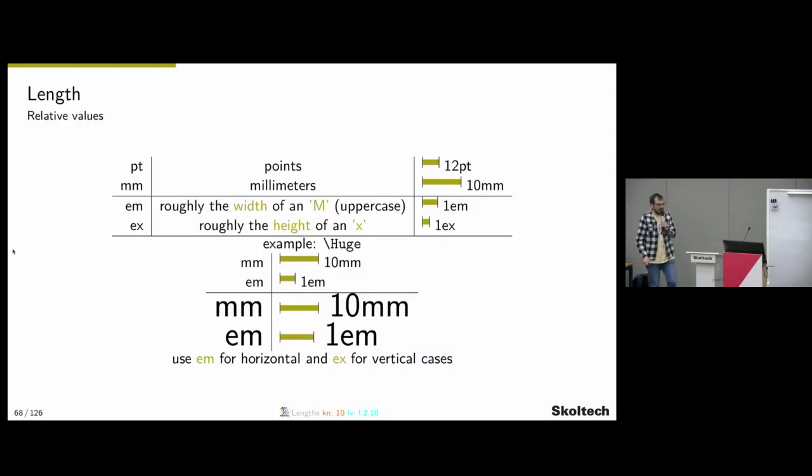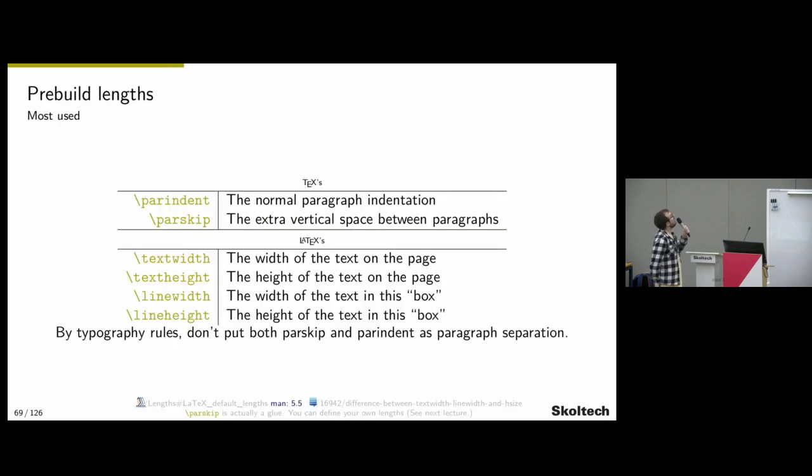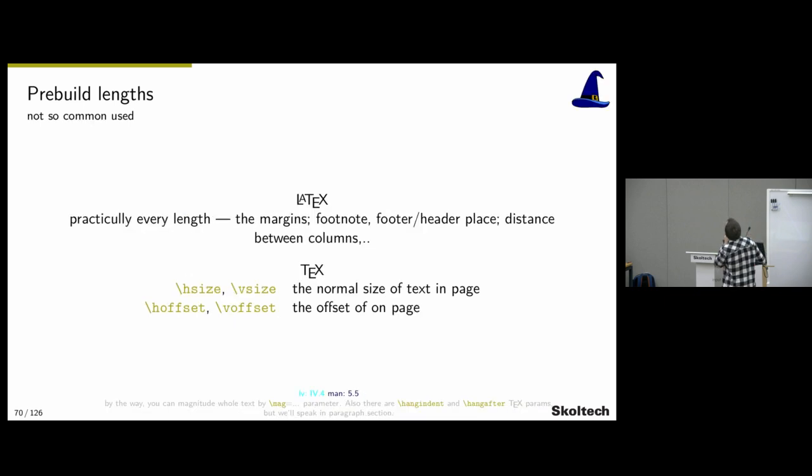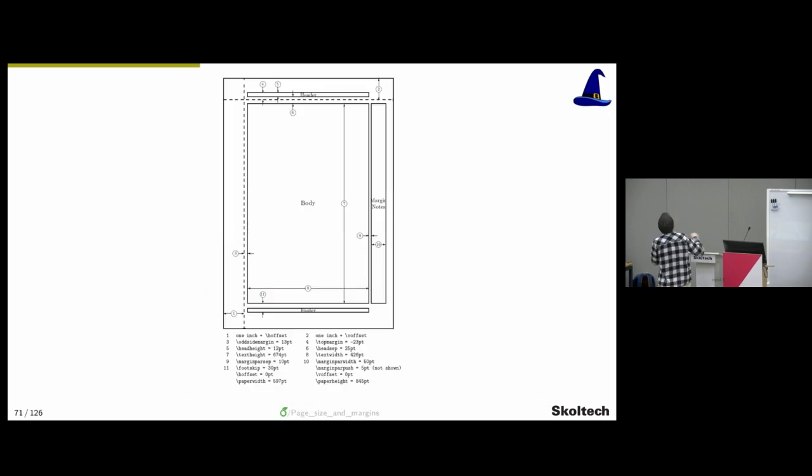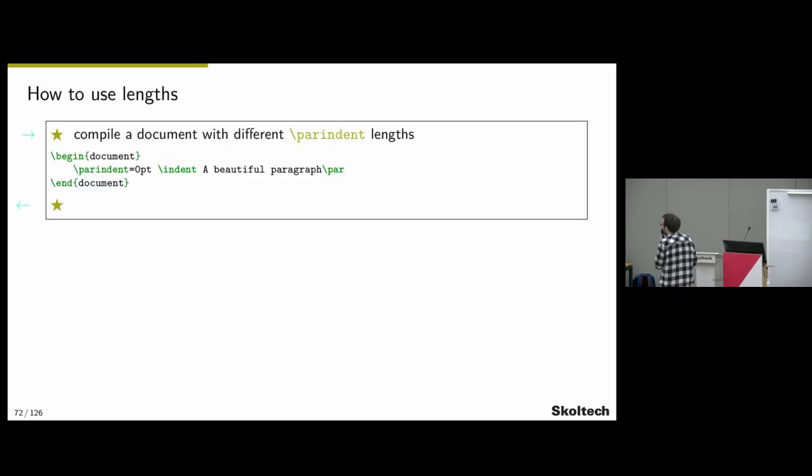Exactly, it is in em and ex variants. There are some pre-built lengths. textwidth, I think all of you use textwidth. Do you remember the textwidth is the length of the text? So it's just another length. And there are some other lengths, skip, indent, textheight, and so on and so forth. And there are some other lengths from LaTeX and TeX. We will not talk about them more, but there are a lot of them. So everything on a page has its own length.